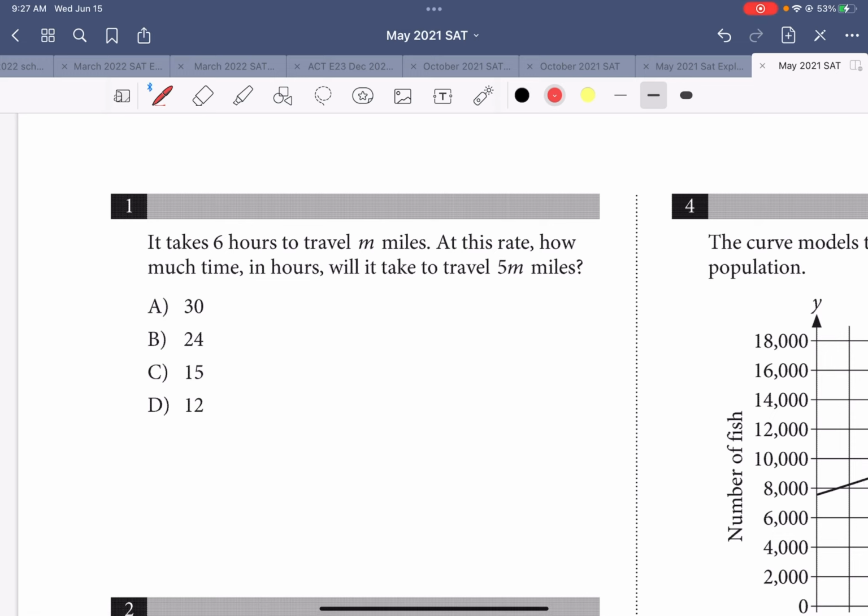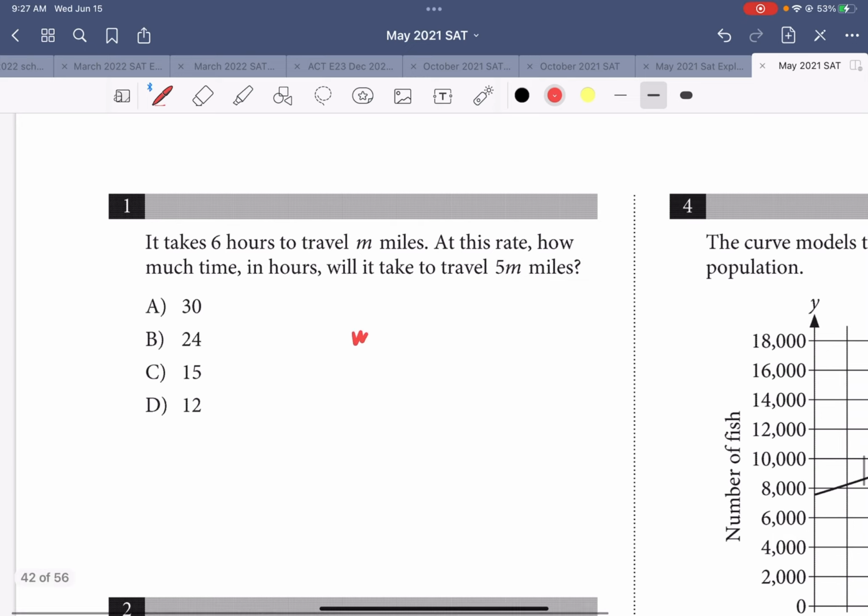Number 1, it takes 6 hours to travel m miles. At this rate, how much time in hours will it take to travel 5m miles? So you can make a proportion. In the SAT, you're going to see a lot of problems where you can apply proportion. So m miles, 6 hours. So 5m miles, let's say x. X is the time, how much time it will take. So cross multiply, mx equals 30m, m cancels, so x is 30, answer A. Okay.